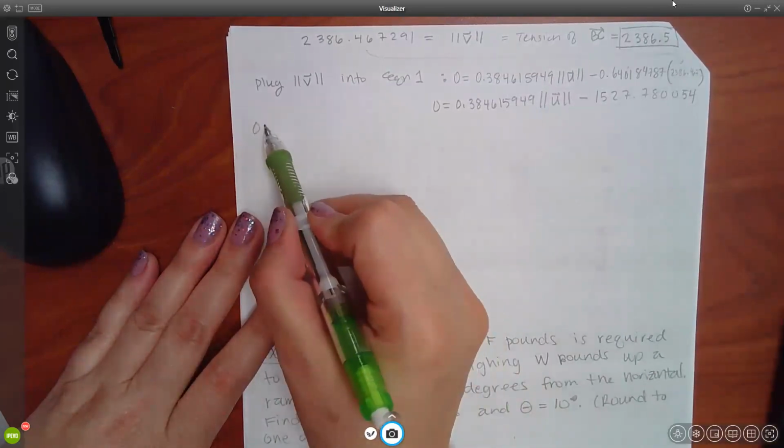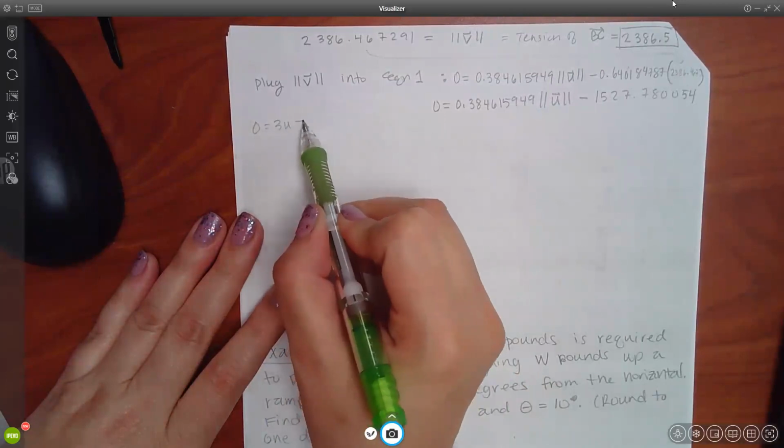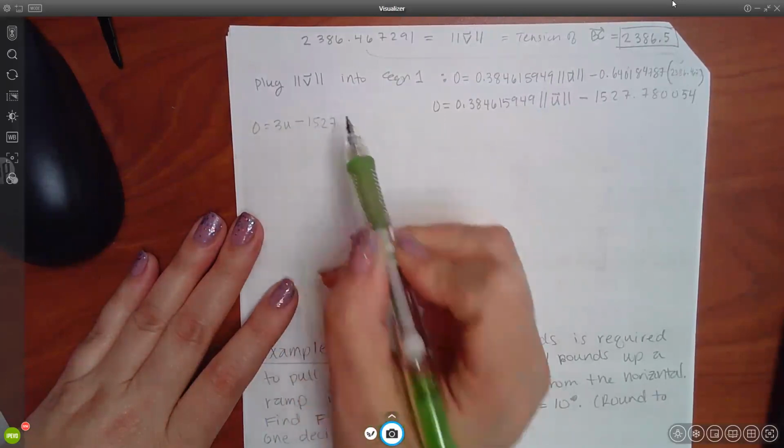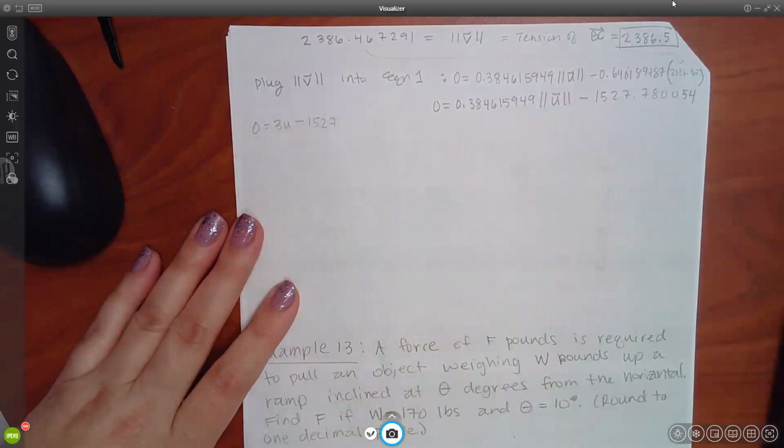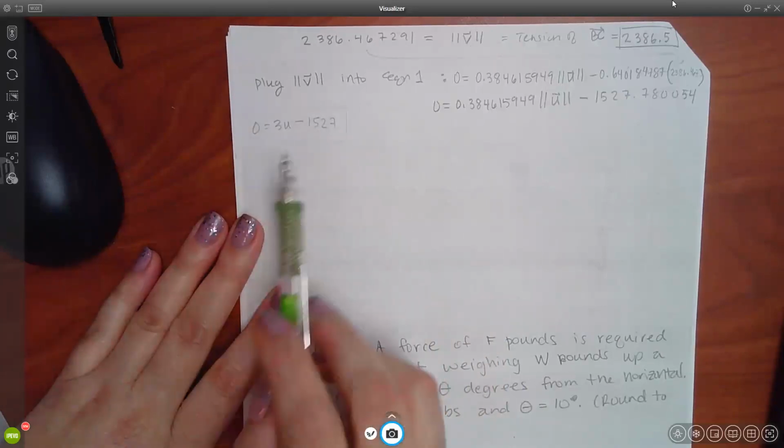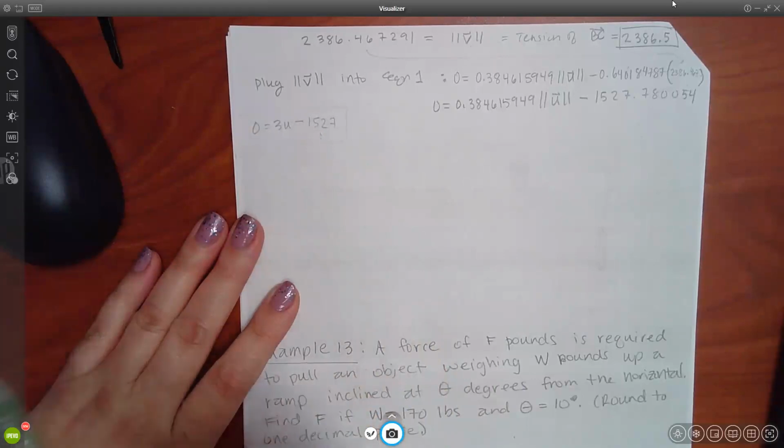If it were this, what would you do? If this were the equation, how would you solve that equation? You would add this constant over, right? And then divide by whatever was in front of you. So it's the same thing.